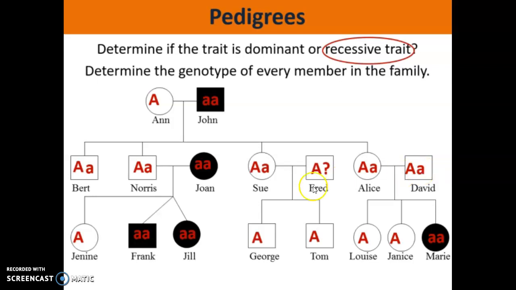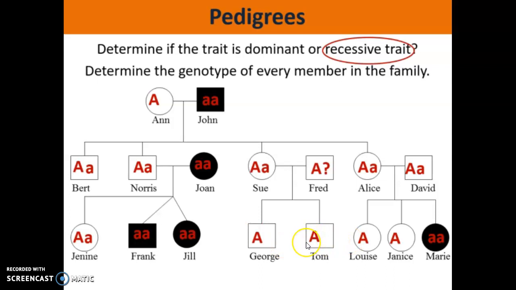When you look at Janine, who is in the third generation of this family, she is the granddaughter of Anne and John. She has to have a little a, which she got from her mother, Joan. Frank and Jill, we already established, are little a because they're lame and shaded in. We also see that in addition to being lame, they're twins, which is why you have this angle right here.